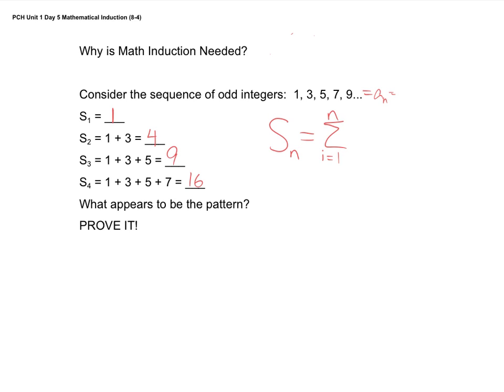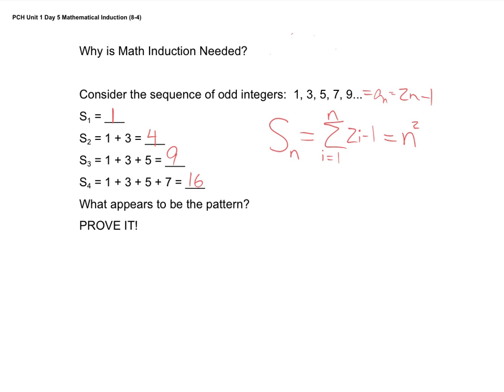Oh wait, what's the leading? What's our common difference? 2. 2, so it's 2n, and then what would the term coming before that first one be? -1. Negative 1. So 2n minus 1 is going to be our arithmetic sequence. Okay? So we're doing the sum from i equals 1 to n of 2i minus 1. And we're saying that that will equal n squared.